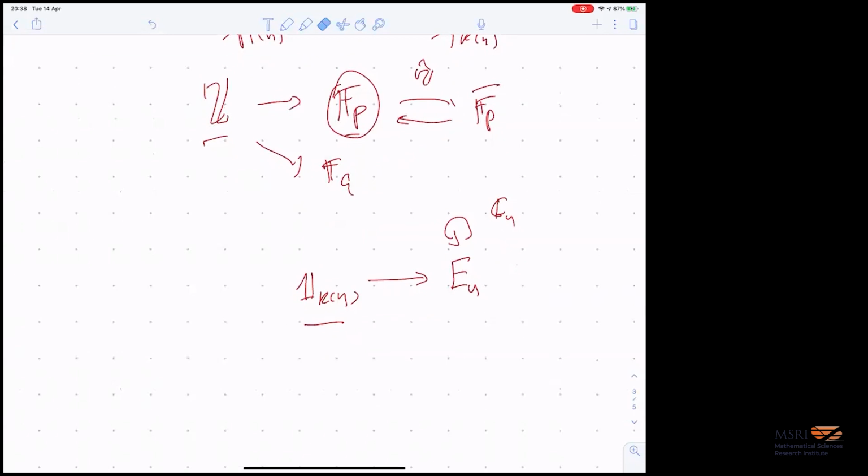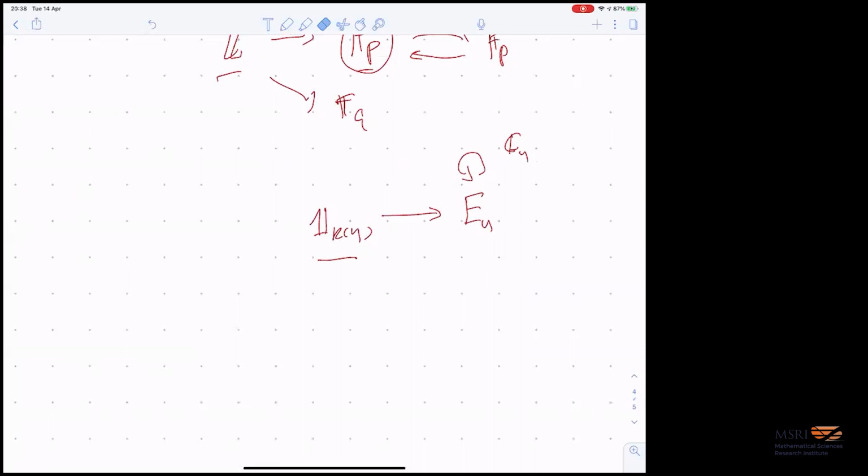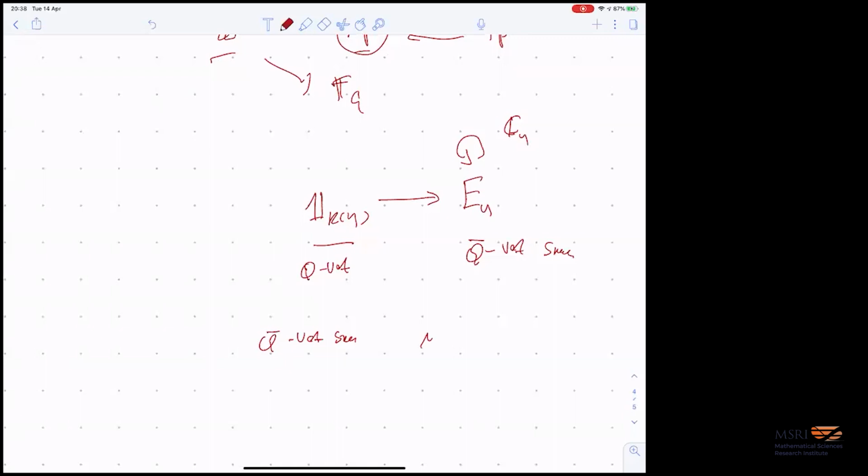If you want an analogy, this is like Q vector spaces. This is like Q bar vector spaces. The category will be modules over this E_n, the K(n)-local category. I'm going to denote this category, because I'm going to use it later, by theta n.